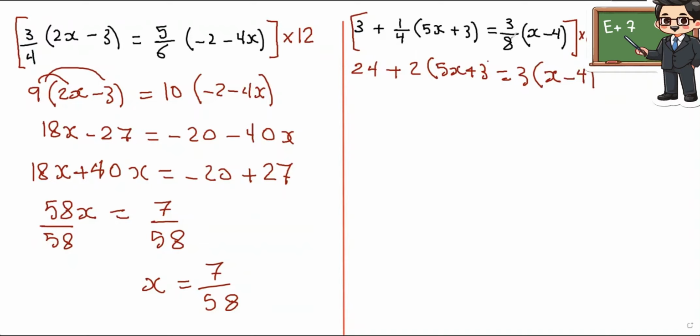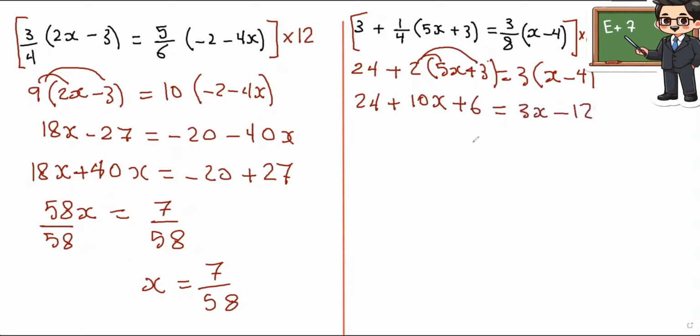I know a lot of students, when they see fractions, they kind of freeze and they think, oh my God, but chill, everything is okay now. All right. 24, my bracket there, plus distribute, you get 10x. When you distribute, make sure you distribute them both. Plus 6 equals, distribute again, 3x minus 12.